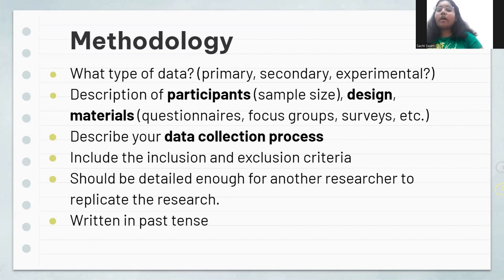And then moving on, describe your data collection process. And it is recommended to include any inclusion or exclusion criteria. What aspects or what characteristics did you want to include in your study, and which ones did you leave behind? And a really major tip for writing methodology is that it should be detailed enough. Mention all the details you included in conducting this study for another researcher to replicate the research. And it is recommended you write the methodology in past tense.